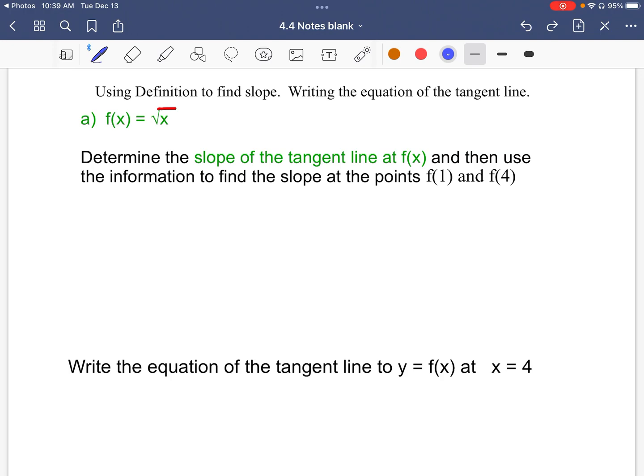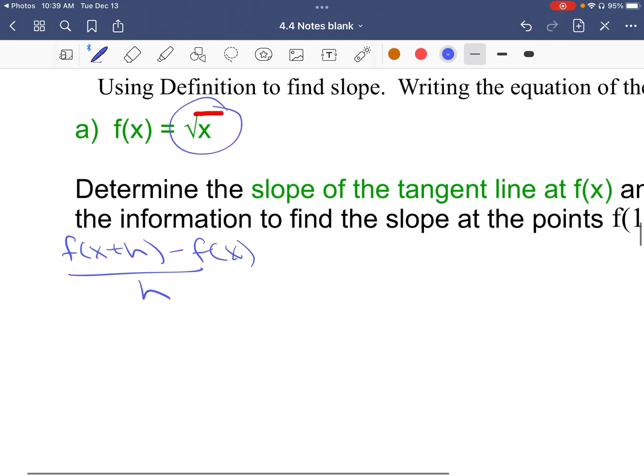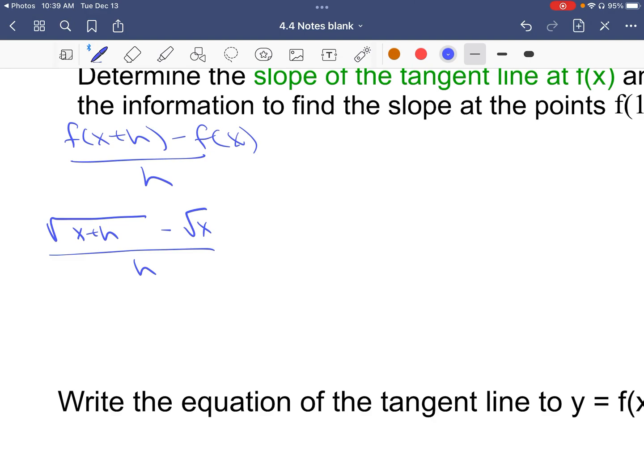Remember our formula: f of x plus h minus f of x, all over h. Plugging x plus h into our equation, we would have the square root of x plus h minus the square root of x, all over h. From our limit strategies, we would recall that we need to multiply by the conjugate. So the square root of x plus h plus the square root of x, and we'd also do that to the denominator.